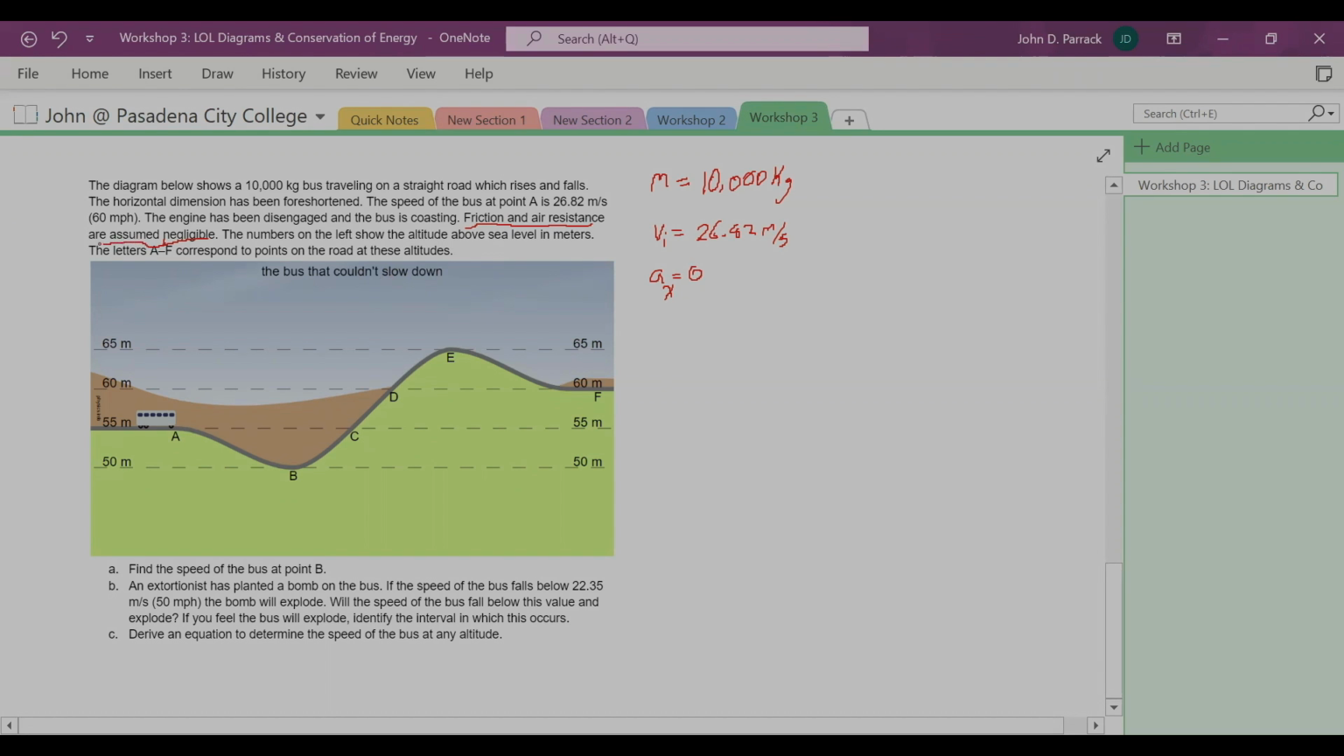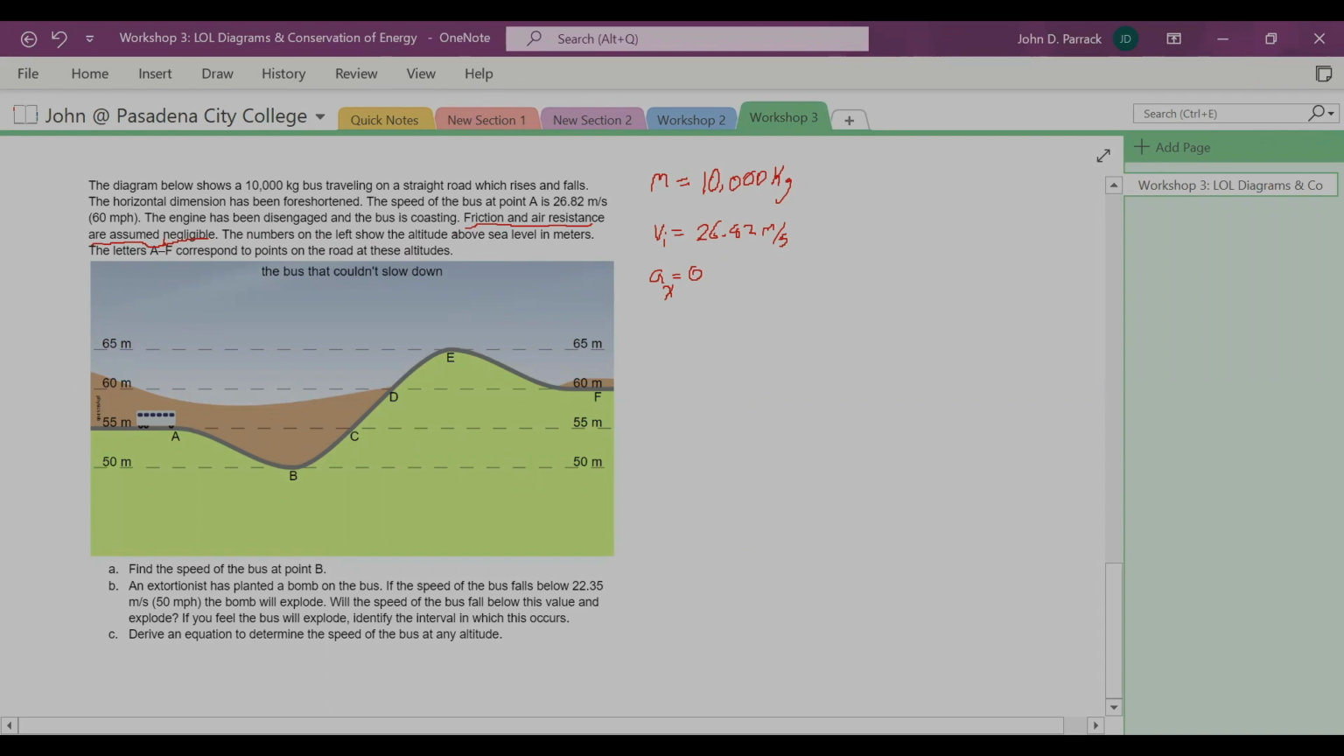But we get to ignore that. We get to ignore that. So this is basically telling us that we can assume energy is conserved. Because now we look at the other forces, right? We see the other forces at play are gravity, which is going to be a conservative force.